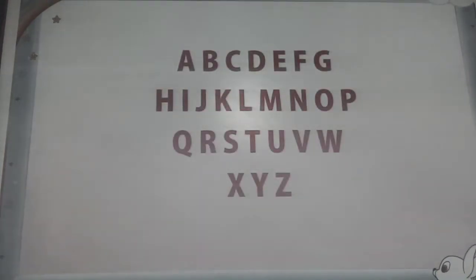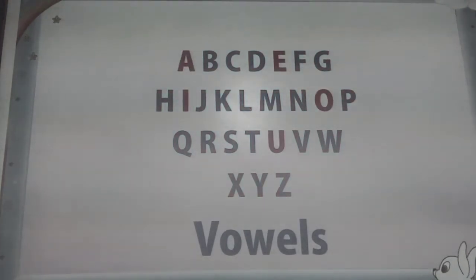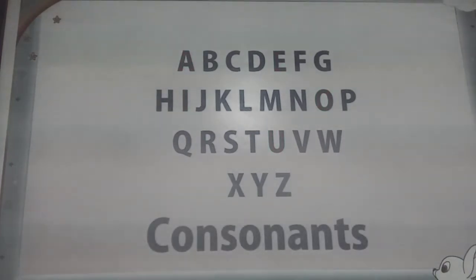I'm sure you remember what a consonant is. There are 26 letters in the English alphabet. A, E, I, O, and U are called vowels. The remaining 21 letters are called consonants. Now let's get back to the game.